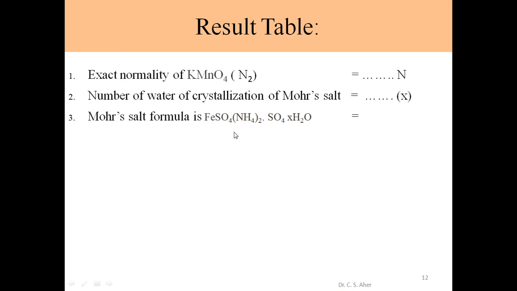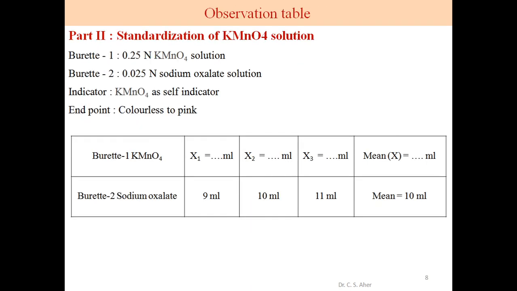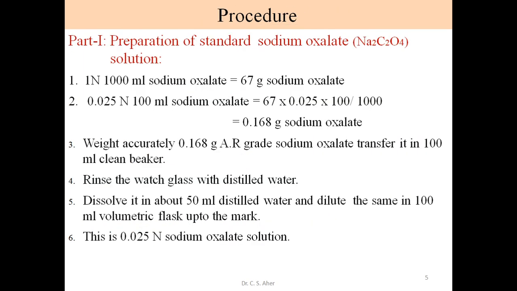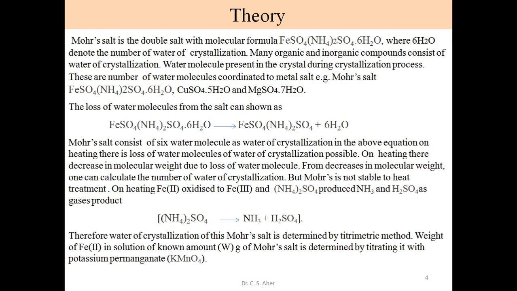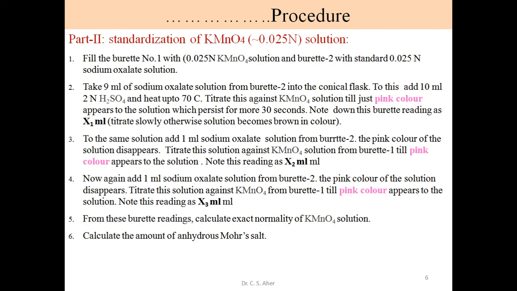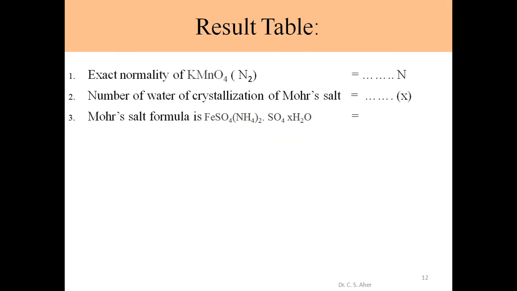But the exact answer is, we know that Mohr salt has, in theory, 6 water of crystallization. The exact answer is 6. But in practice this answer may vary due to experimental error. So whatever your answer X, whether it is 6 or other than 6, you write it there, and we have this new formula, Mohr salt with water of crystallization, the crystalline Mohr salt.